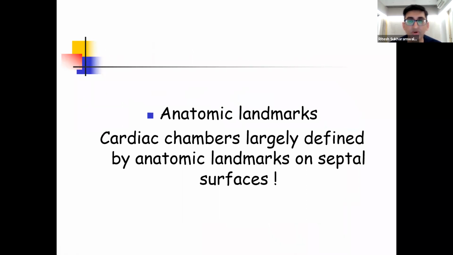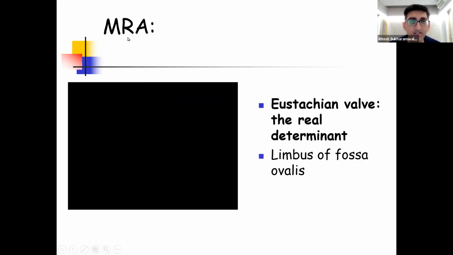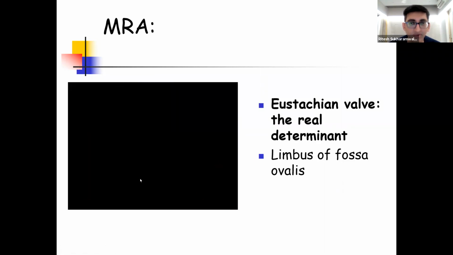features that we need to know about the various anatomy, we need to know the anatomical landmarks. The cardiac chamber is largely defined by the anatomical landmarks on its surfaces, and identifying these anatomical landmarks will help us reach the diagnosis. So coming to the right atrium, the morphological right atrium, I have used "morphological" because what are the characteristic features which will define that this particular chamber is the right atrium?